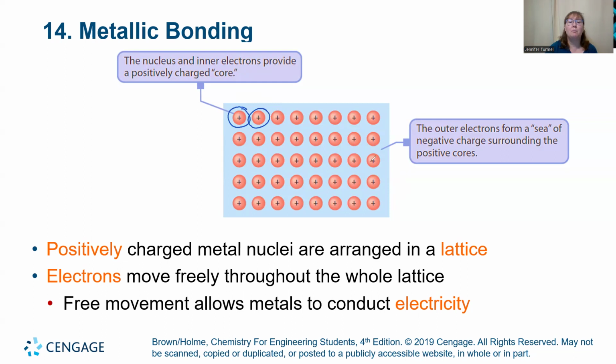And then you've got this blue sea out here where you've got some random little negatives floating around all through it. And they move freely through all of it. So the positively charged metal nuclei are arranged in their own lattice structures, and we'll get to the very specific lattices. It's not always cubic. And then the valence electrons are going to move freely throughout the whole lattice. And this free movement is what allows our metals to conduct electricity.